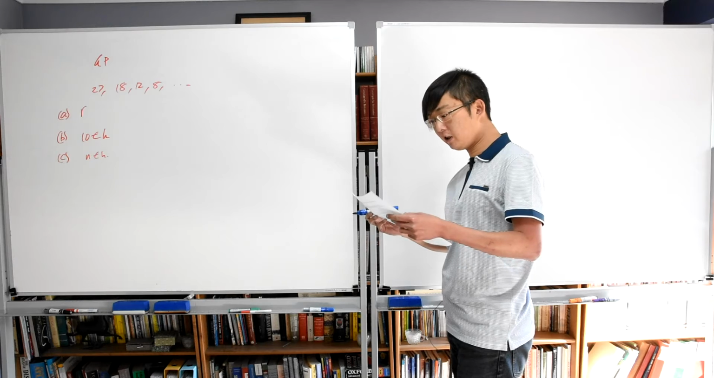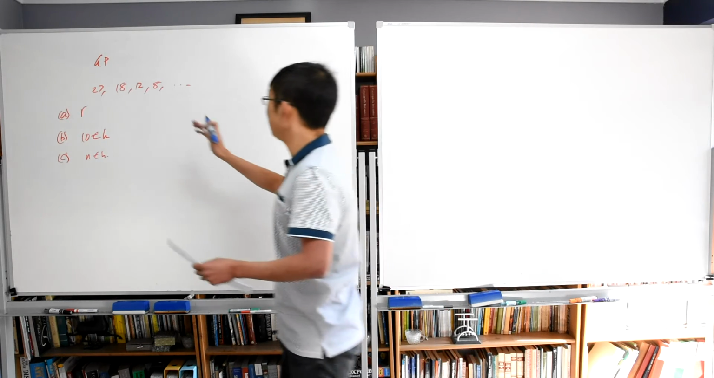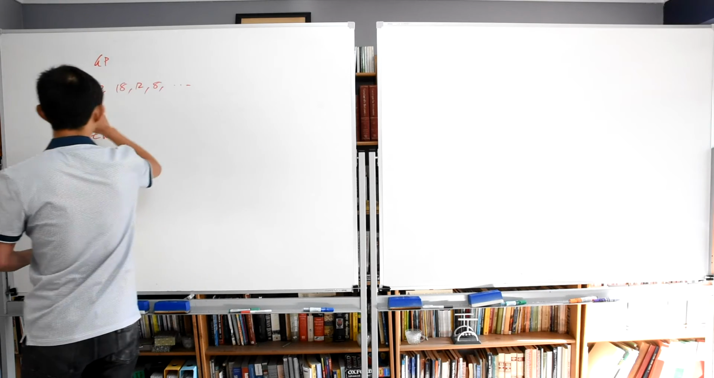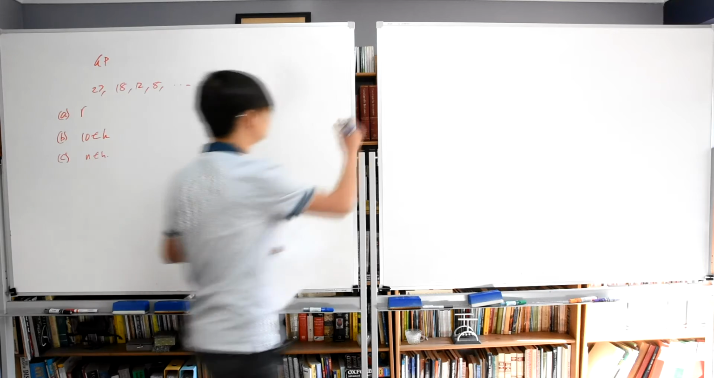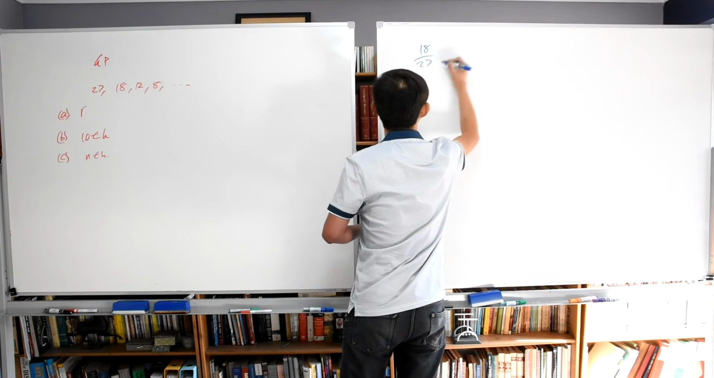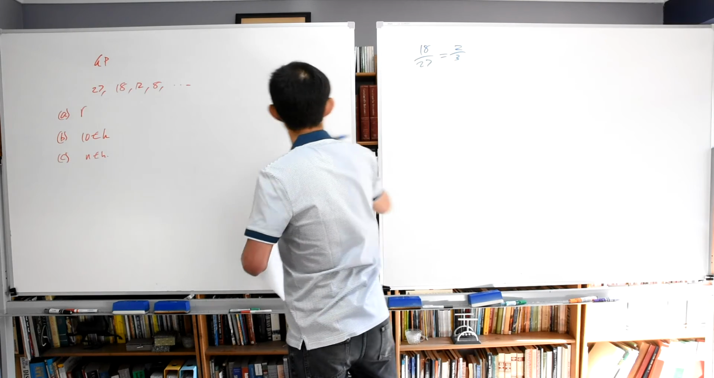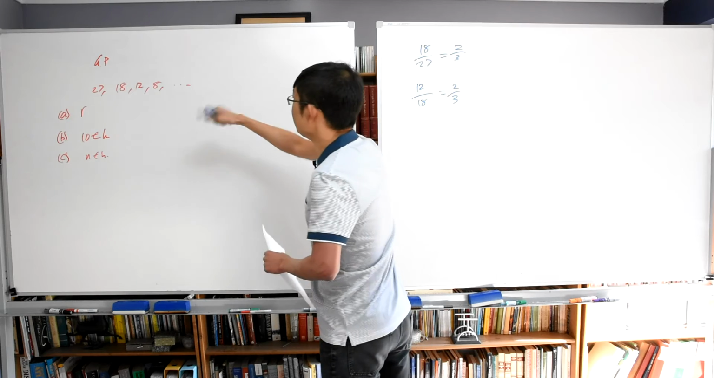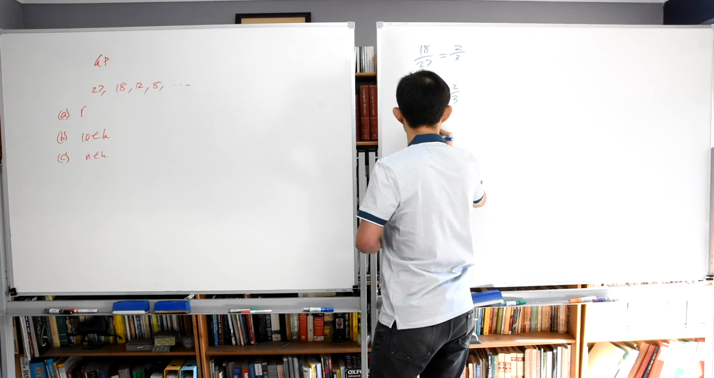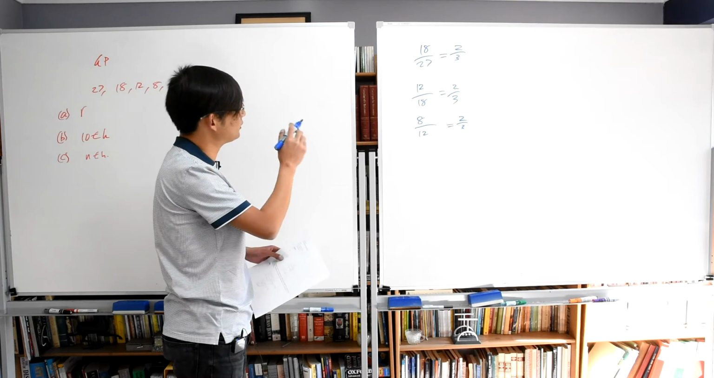To find the common ratio of any geometric progression, we simply take any successive term divided by the previous term. In this case, 18 divided by 27, 12 divided by 18, and 8 divided by 12. So we get a common ratio of just 2/3.